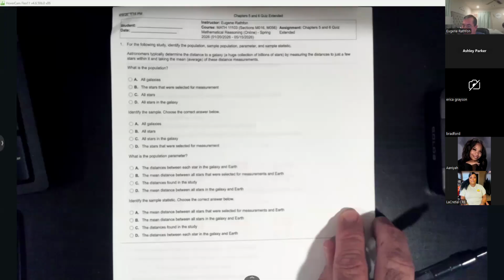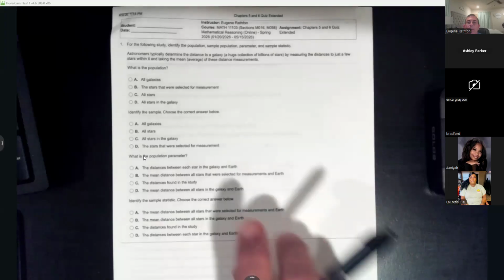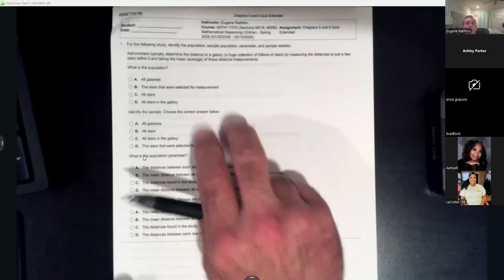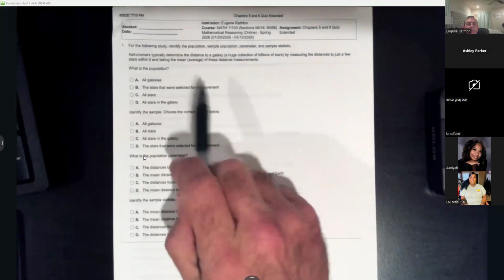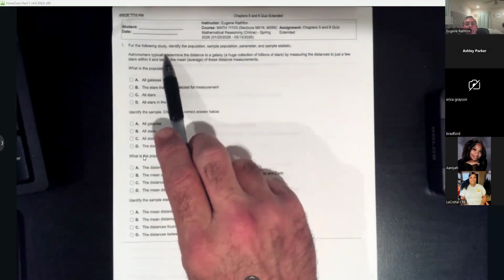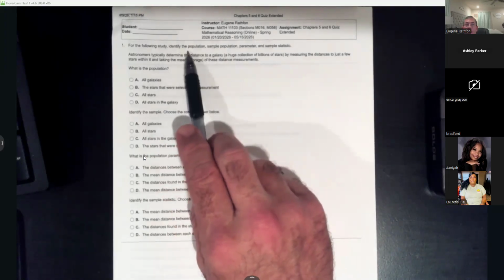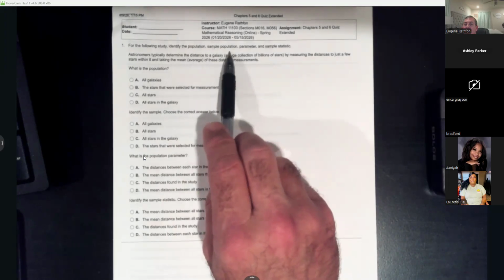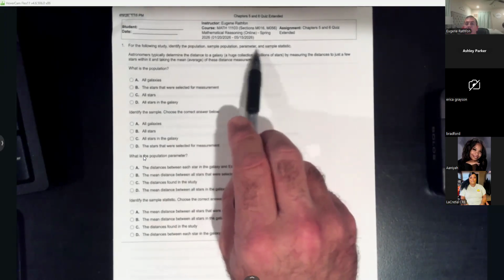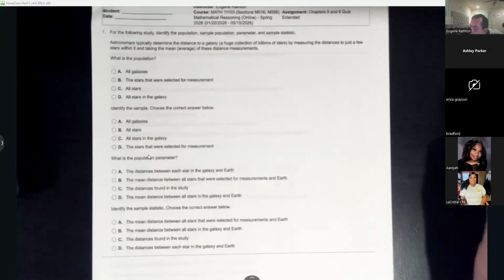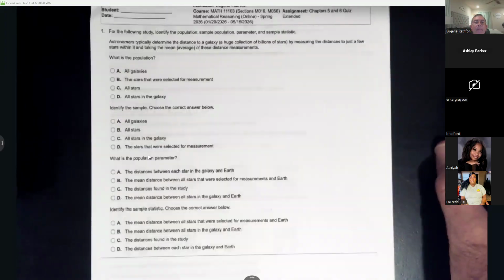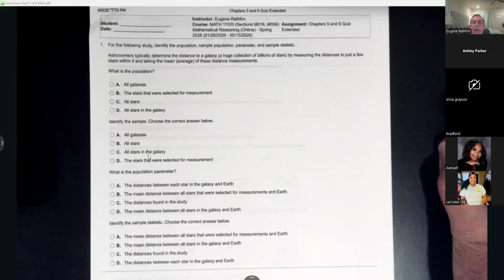All right, y'all. So I'm going to bring this over here. So this is number one on the quiz. On the following study, they want me to identify the population, sample population, parameter, and sample statistic. And y'all, let me zoom this in just a little so y'all can see that a little better.